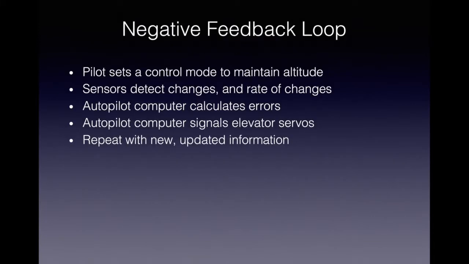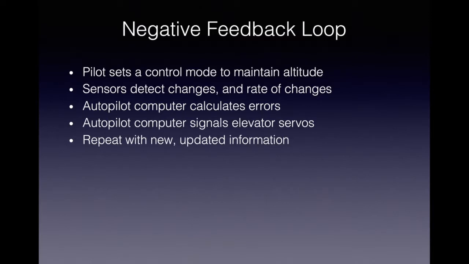Automatic flight control systems commonly utilize a negative feedback loop. This feedback loop is essentially as follows. The pilot sets a control mode to maintain altitude. Changes are detected by the altimeter, vertical speed indicator, and other sensors on board the aircraft. This information is pulled from the sensor to the autopilot computer. Then the computer calculates the error associated between the instantaneous altitude and the desired altitude, as well as the rate this error changes, the derivative of the error, and whether the total error is increasing or decreasing, the integral of the error. The autopilot computer then signals the control surface servo, in this case the elevator servo, telling it to make a very precise adjustment.